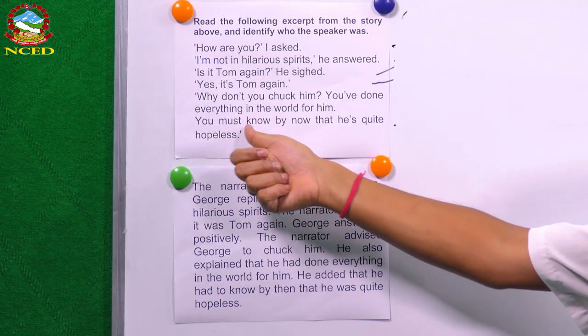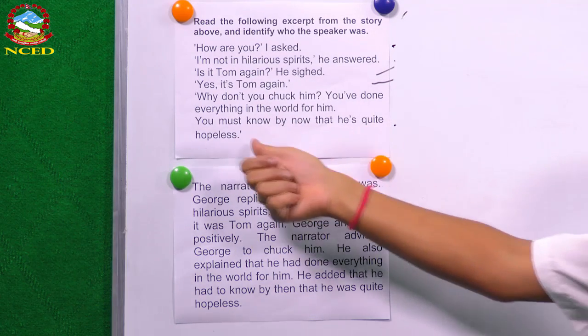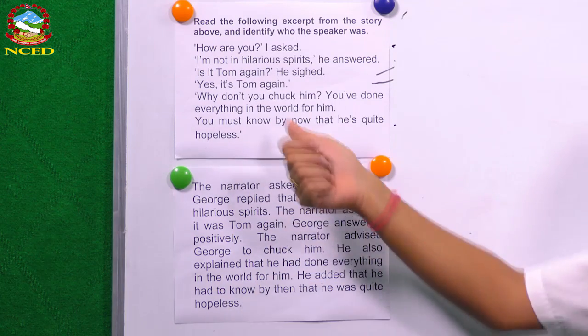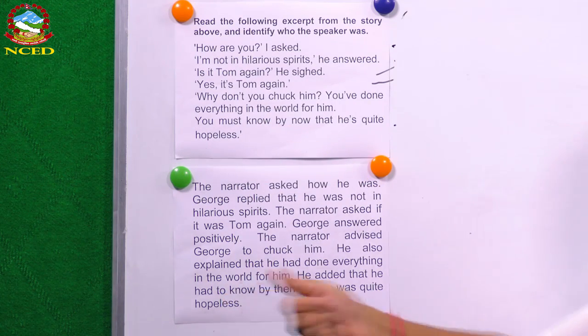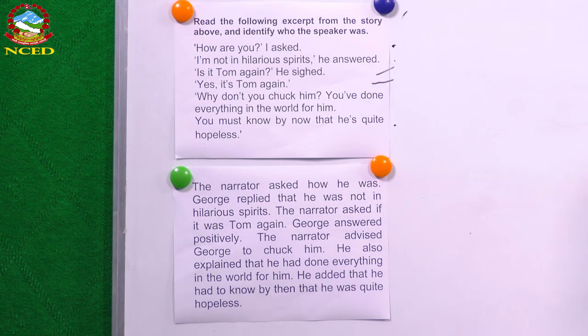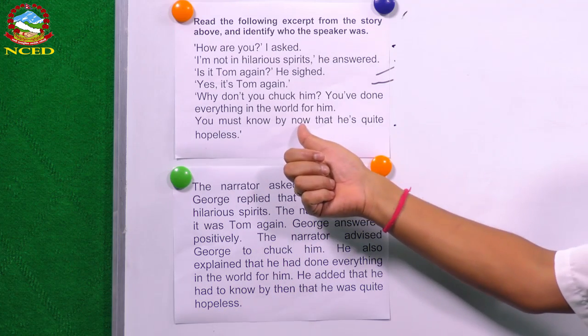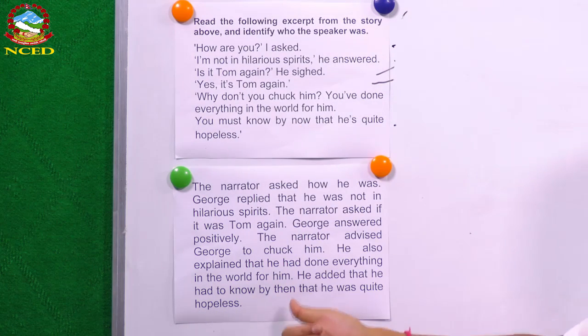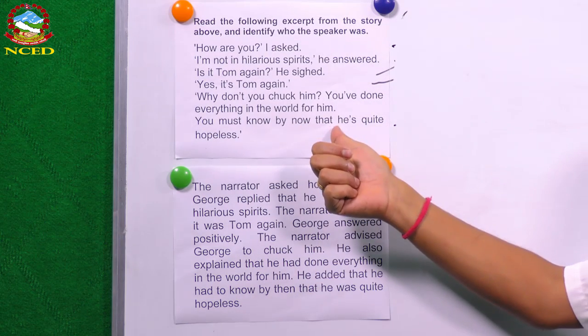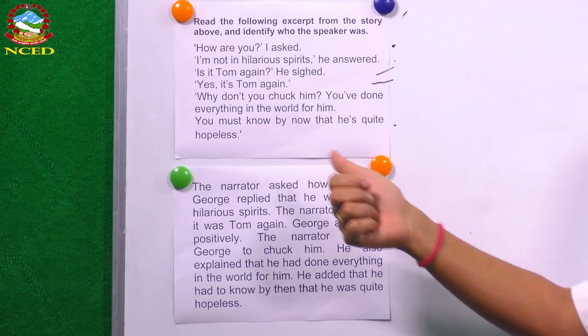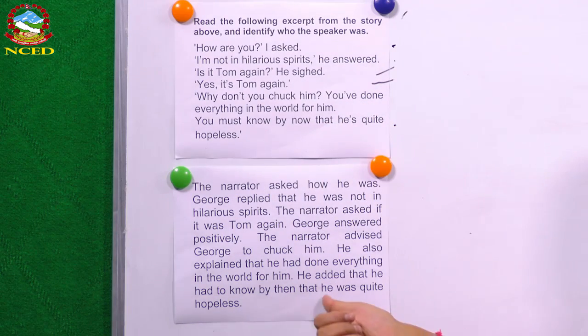The last one, you must know by now that he is quite hopeless. He added that he had to know, must has been changed into had to. This is what we do in reported speech. Must is changed into had to. By then, by now is written there, we change now into then. That it's a statement and that is also there. He is quite hopeless is there, it's in present tense, and he was quite hopeless there, it's in past tense.